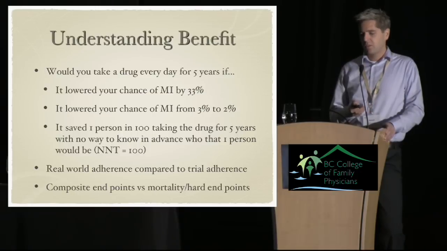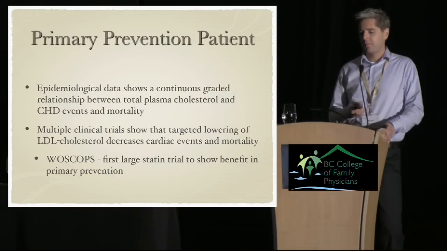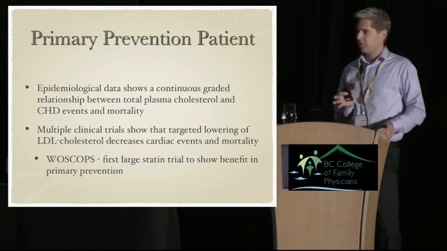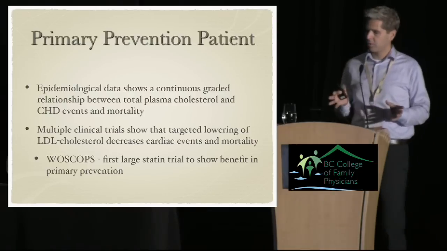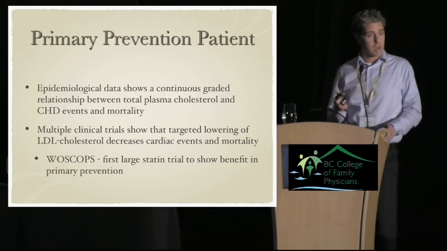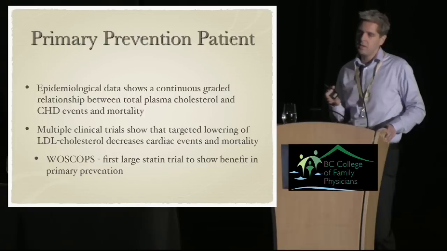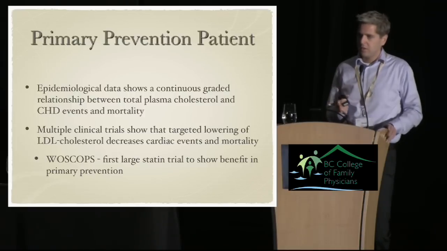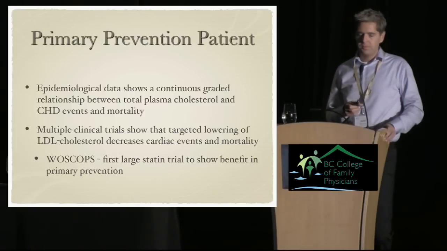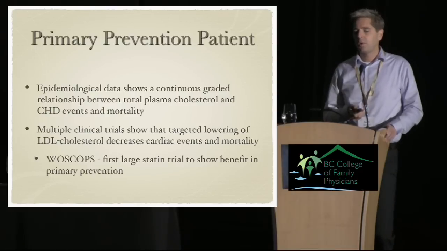The other thing in trials is these composite endpoints. And I'll talk a little bit about that in a second. So primary prevention patient, this is your patient who does not have established vascular disease, but may have major risk factors for vascular disease, including things that we used to label as risk equivalents like diabetes, would fit into the primary prevention group.